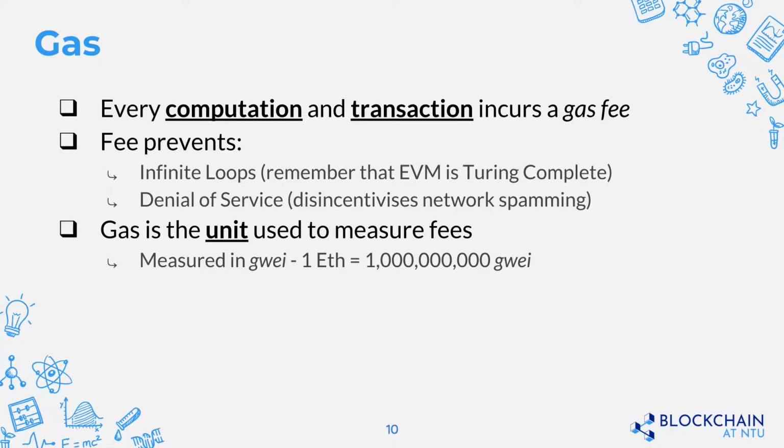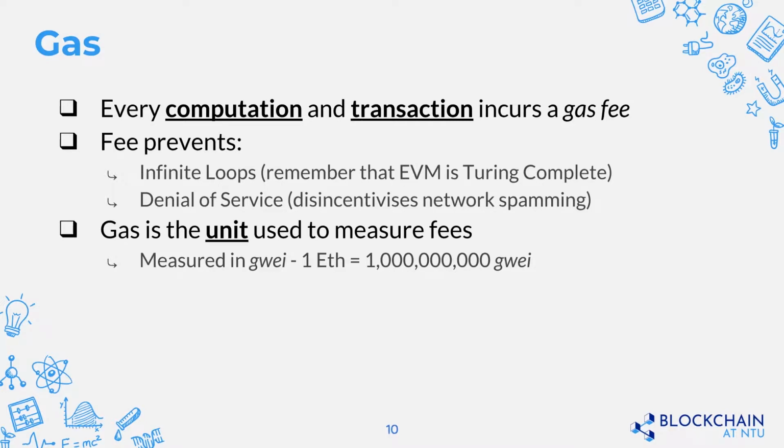So now we also have this concept called gas. Every computation and transaction on the Ethereum virtual machine will incur a gas fee. The reason for this is to prevent someone from hogging up the state of the EVM, right? For example, you can write a function that runs an infinite while loop on the EVM. And the EVM is just going to keep running your code, and no one else can process the transactions.